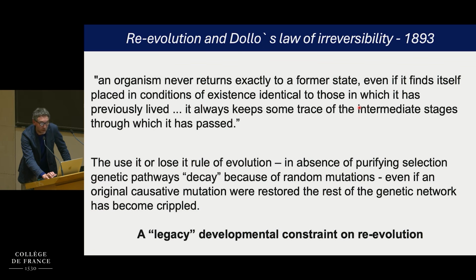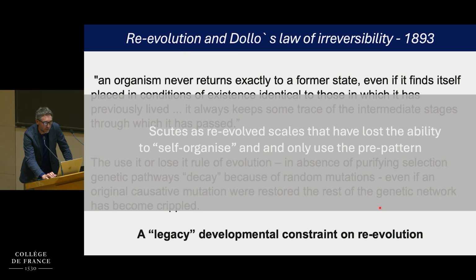So, of course, with current day knowledge about genetics, we can interpret this as the use it or lose it rule of evolution. In absence of purifying selection, genetic pathways decay because of random mutations. Even if an original causative mutation that caused the loss of an organ were to be restored, the network that is downstream is probably gone partially. So if you try in this context to remake scales, then this might not work. So there is a legacy developmental constraint on re-evolution.